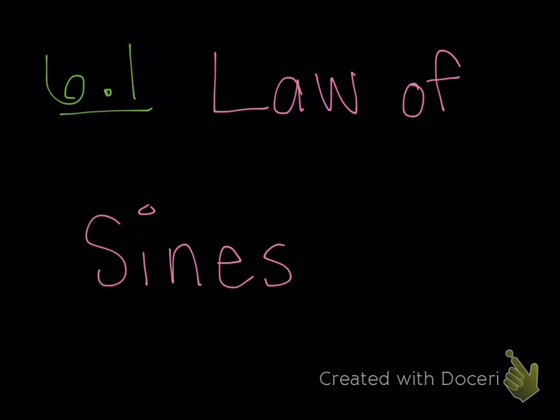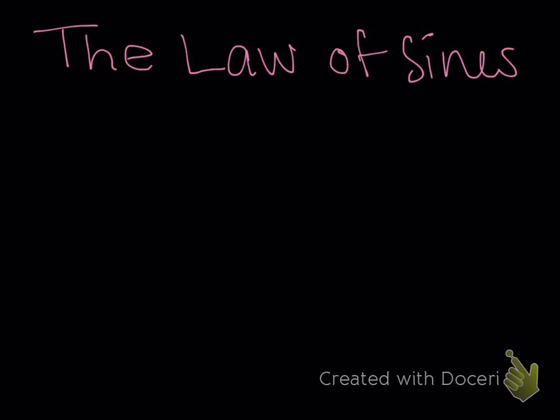Today we're starting chapter 6. This is section 6.1, and this is the law of sines. So the law of sines is only to be used when we talk about triangles that are not right triangles. So we use this to find missing sides and angles of triangles that are not 90 degrees.